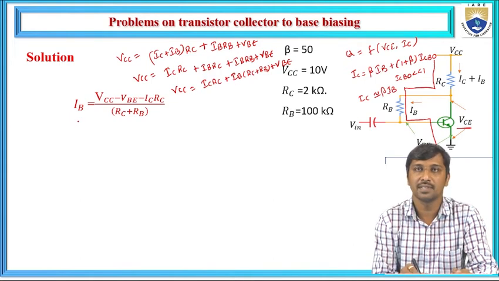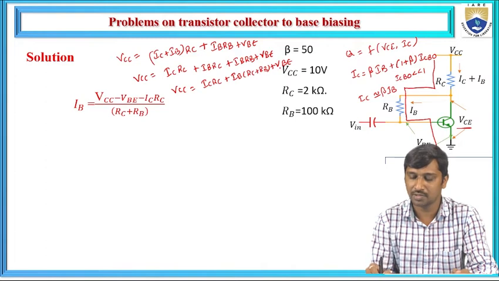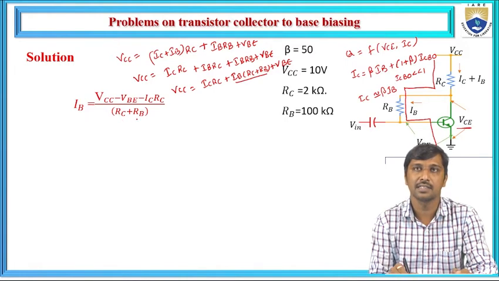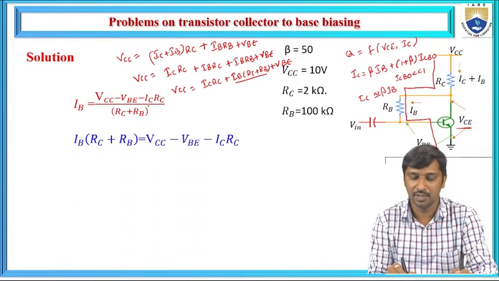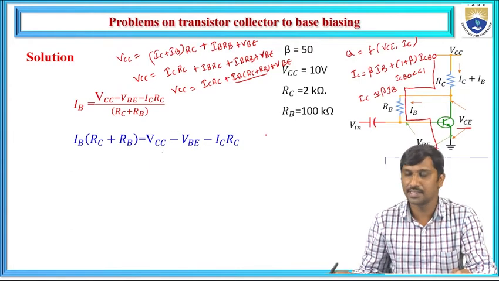Hence, IB is represented as VCC minus VBE minus IC times RC, divided by RC plus RB. But here we don't know this IC. That is the reason we need to convert it in terms of IB. Hence, again I'm cross multiplying these two terms. So IB times RC plus RB is equal to VCC minus VBE minus IC times RC.